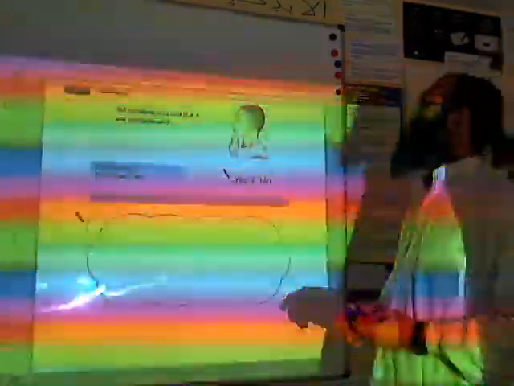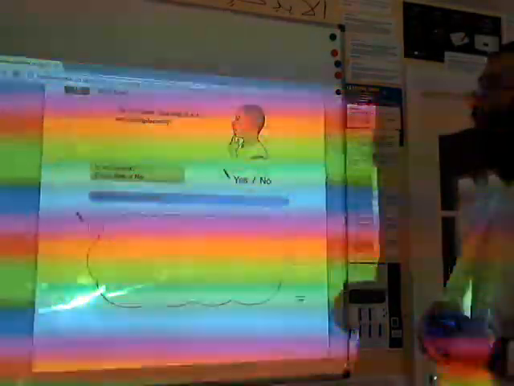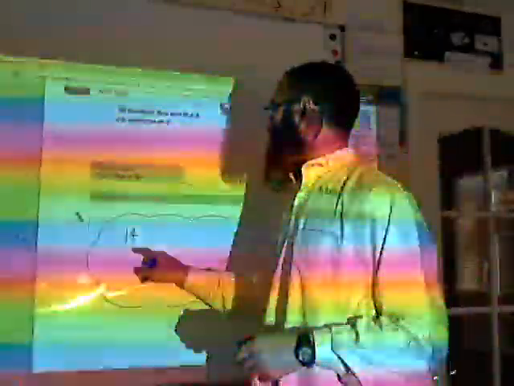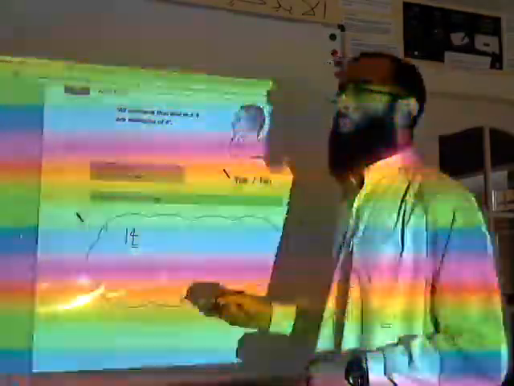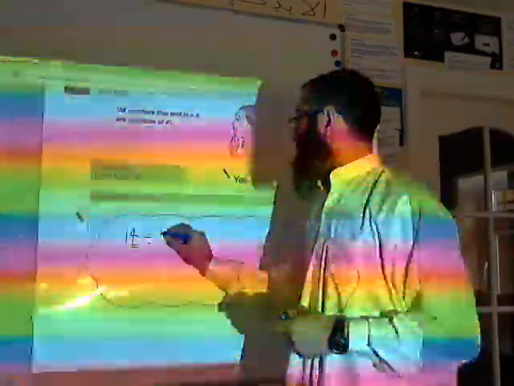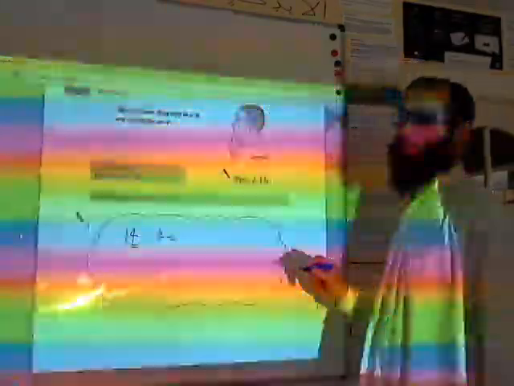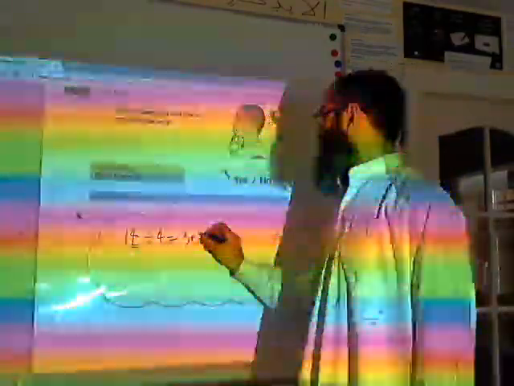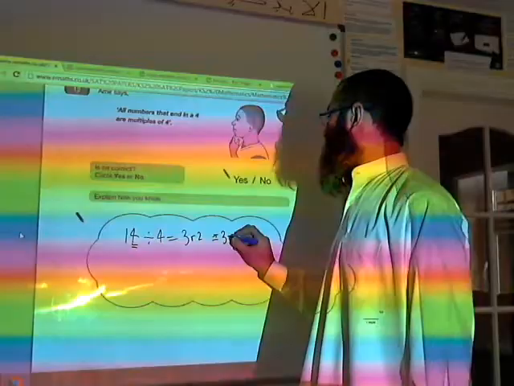Okay, stop there. Lovely. Amr says all numbers that end in a 4 are multiples of 4. Is he correct? Yes or no? So first of all, give me an example where he's not correct. 14 is not a multiple of 4. Okay, how do we test that the number 14 is not a multiple of 4? We have to divide it by 4. So what's 14 divided by 4? 3 remainder 2, which is equivalent to an answer of 3 and a half. So it's not in the 4 times table.